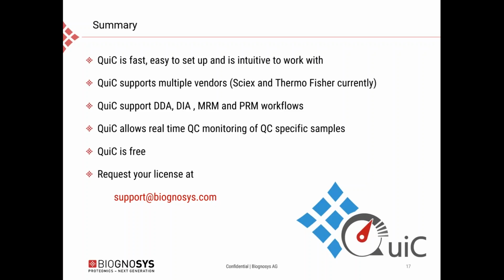The next question is about the costs that are added per run by using QuiC. As QuiC is a free tool to use, the software does not add any costs. The IRT peptides spiked into every run, according to the manufacturer's instructions, add about 0.05% of costs to each run. If you translate it into dollar values, it's about 20 cents per run.